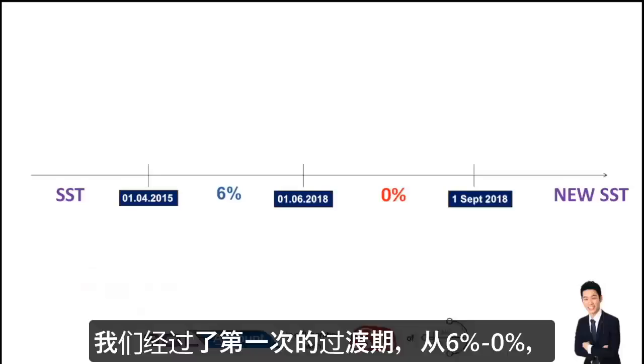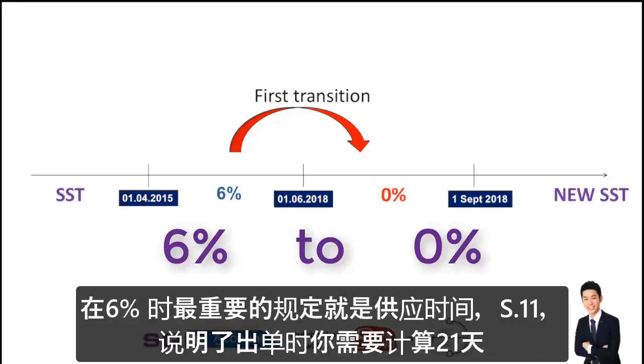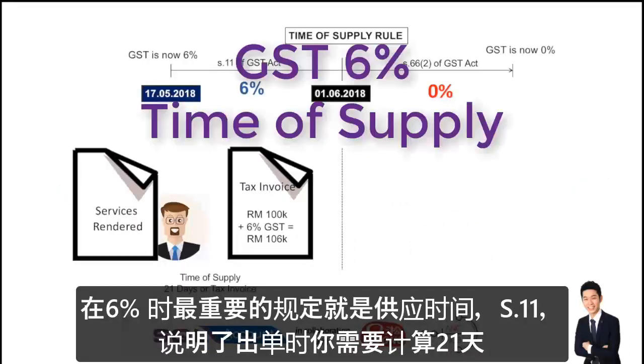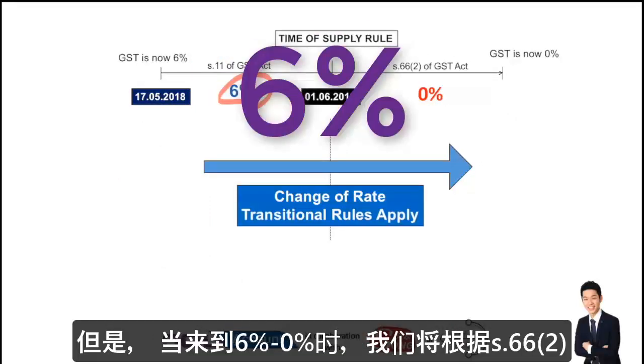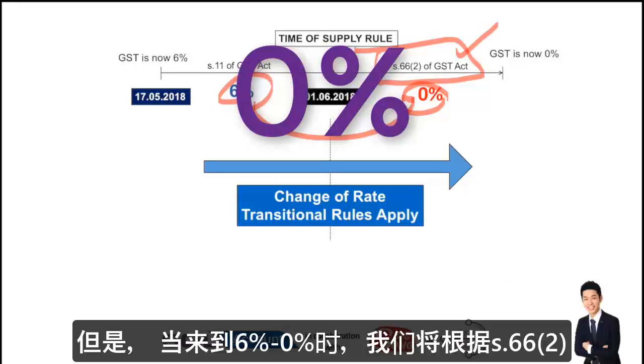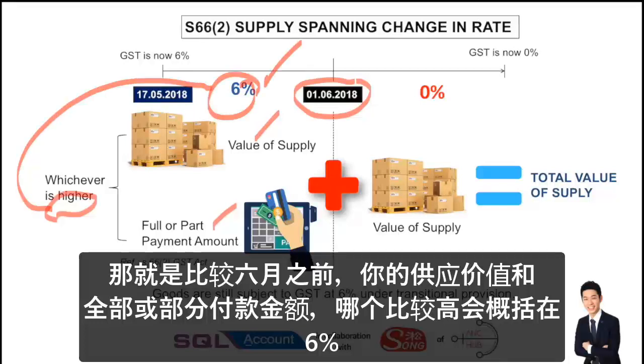Now we have gone through the first transition during 6/20, and what is the most important provision? It basically talks about time of supply, section 11, where you have to calculate 21 days in order to issue your tax invoice. However, when there's a change of tax rate from 6% to 0%, section 66 will come into the picture. Basically, it will compare, before June, your value of supply and full or part payment received, whichever is higher will be subject to the old rate of 6%.